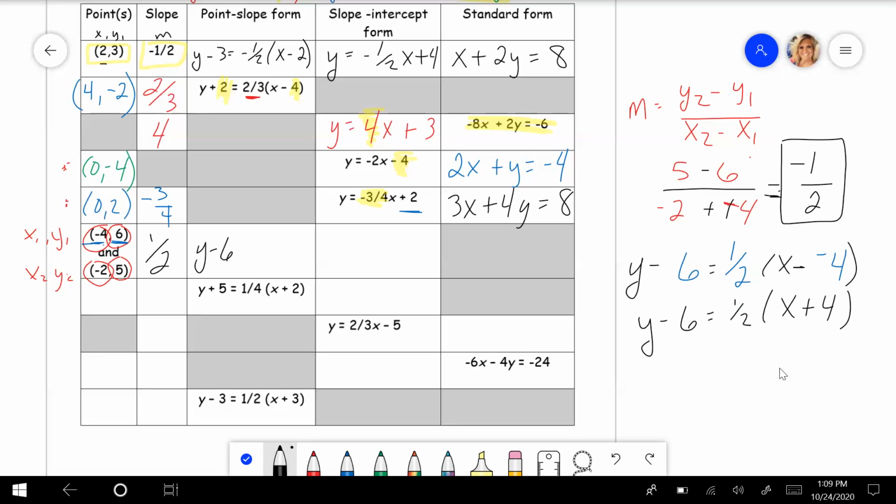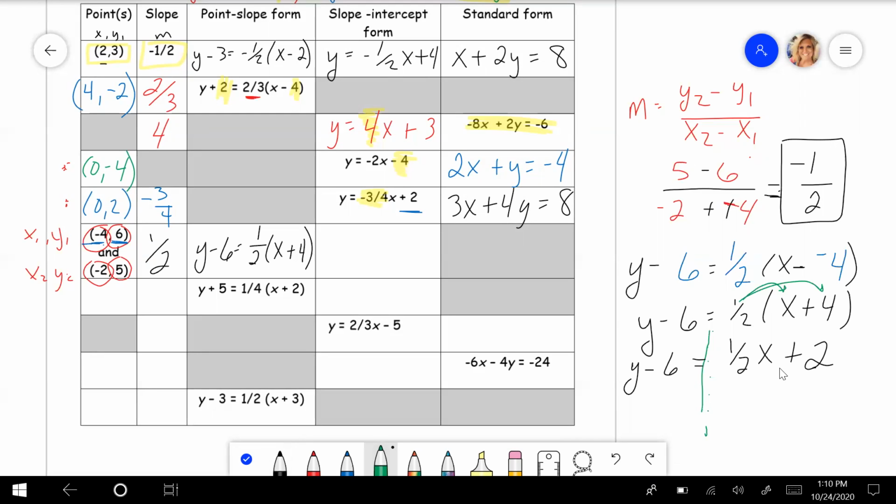Y minus 6 equals 1/2 x plus 4. Now, to put it into slope-intercept form, remember what we talked about. You've got to multiply this first. So I have y minus 6 equals 1/2 x plus 2. 1/2 times 4 is 2.